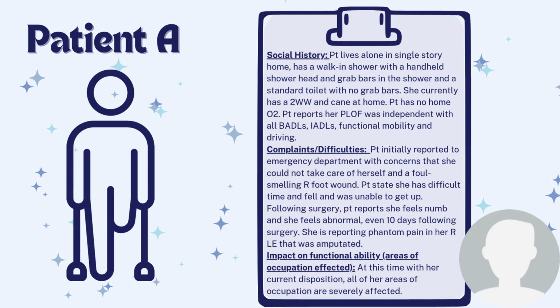The social history for Patient A is that she lives alone in a one-level single-story home with 2 steps to get into her house. She has a walk-in shower with a handheld shower head and grab bars, and a standard toilet with no grab bars. She currently has a tubal walker and cane at home. She has no home supplemental oxygen. And patient reported her prior level of function was independent with all BADLs, IADLs, functional mobility, and driving.